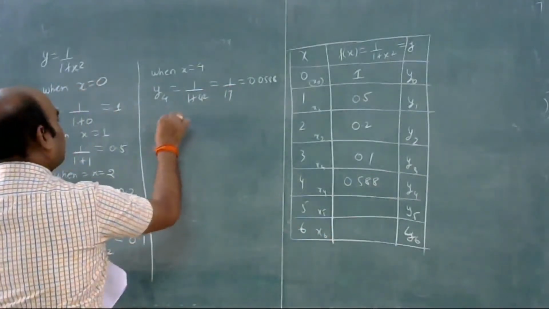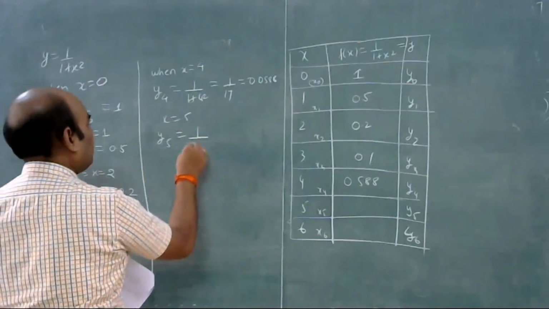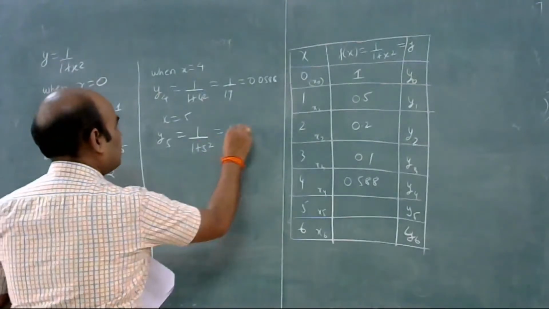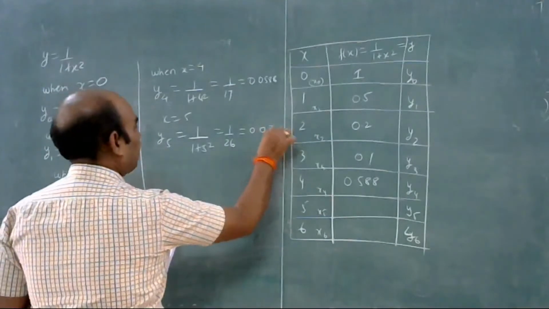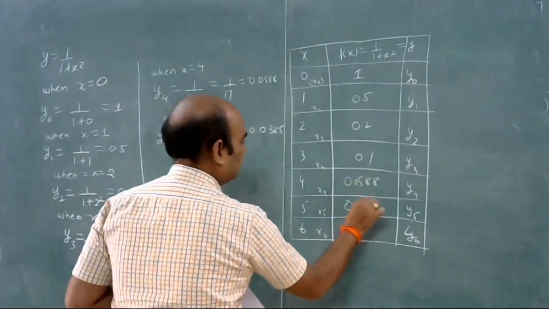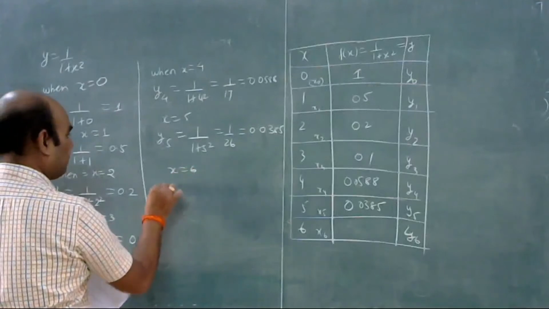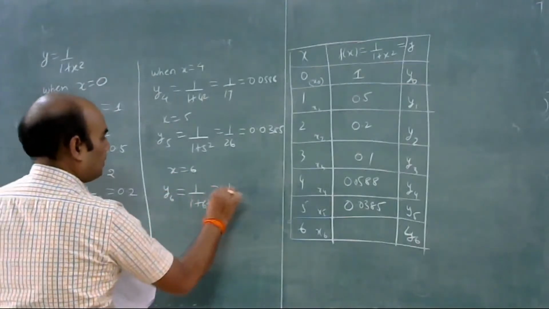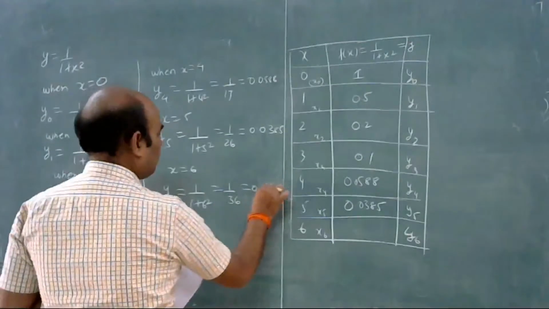Then x is equal to 5, y5 is equal to 1 upon 1 plus 5 square, 1 upon 26, which is equal to 0.0385. And last, x is equal to 6, y6 is equal to 1 upon 1 plus 6 square, 1 upon 37, which is equal to 0.027.